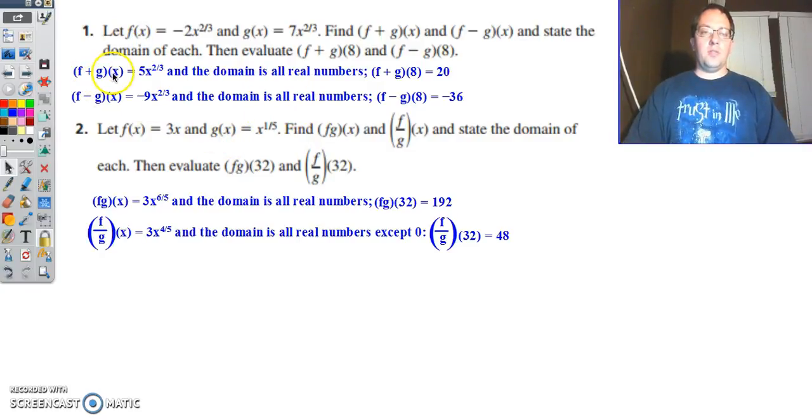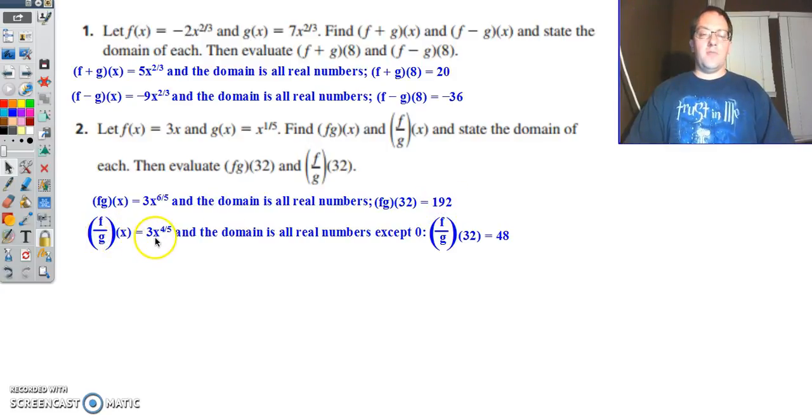So with f plus g of x, you should have ended up with 5x to the 2/3 power. Domain is all real numbers, and f plus g of 8 equals 20. F minus g of x should have come up with negative 9x to the 2/3 power. Domain is all real numbers, and f minus g of 8 equals negative 36. F times g of x should have had 3x to the 6/5 power. Domain is all real numbers. F times g of 32 is 192.